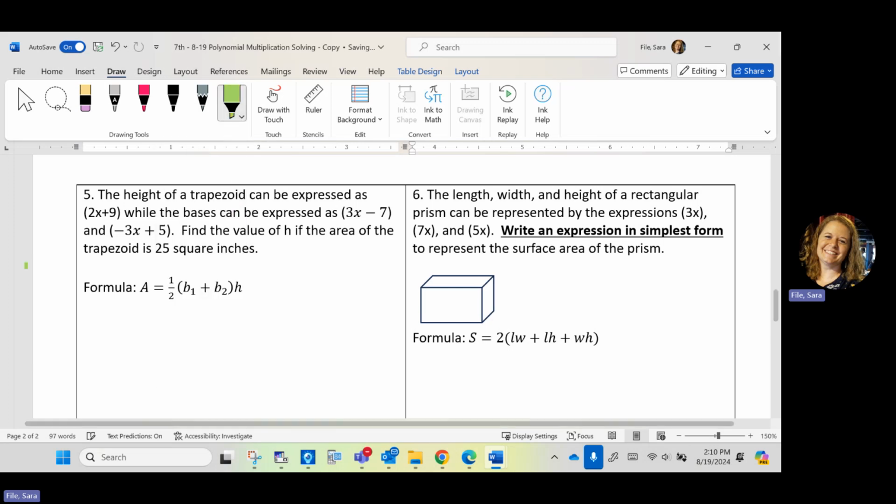The formula is given here. This number 5 is talking about area of a trapezoid. And if you read through this, it tells you what's going to get plugged in where, and it gives you the formula.